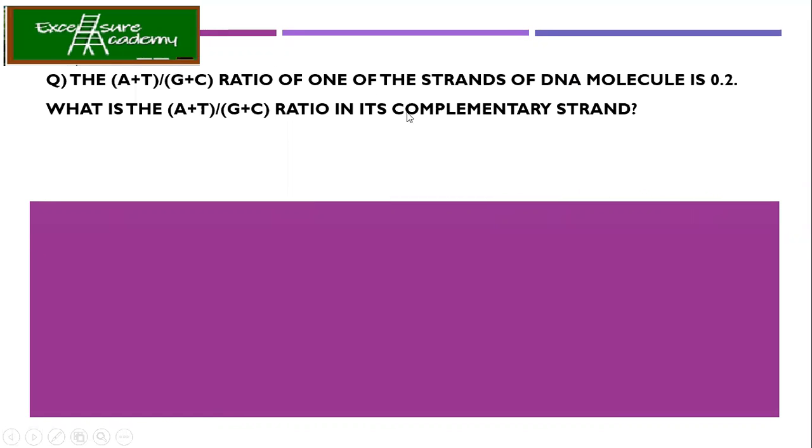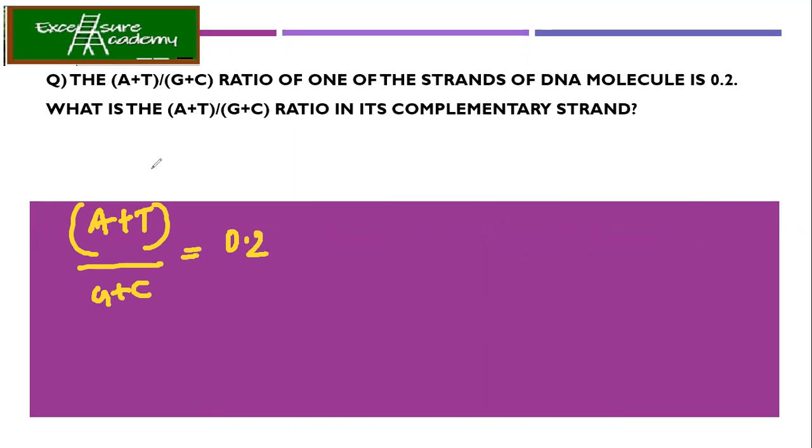Next. This is very simple. This I'm sure you can do. So this already we have discussed once. The A plus T upon G plus C ratio of the strands of the DNA molecule is 0.2. What is the A plus T upon G plus C ratio in its complementary strand? Yes, solve it. So how much you should get?